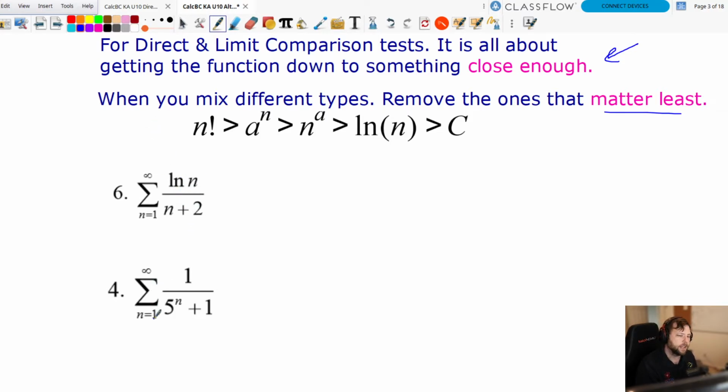But let's take 6. I have ln of n over n plus 2. Okay, normally you could just cancel out. So I'm going to write that ln of n over n plus 2. You know, that plus 2, get it out of here. We're done. But ln of n over n, what do I do? Well, as you go to infinity, ln of n is just not going to matter compared to n. So you know what? That ln of n, that's gone. This guy is close enough to this guy.